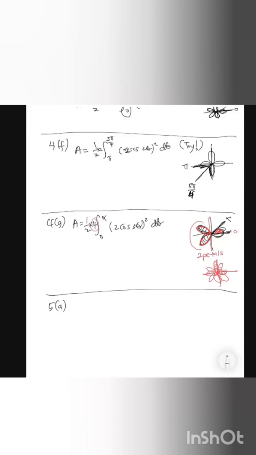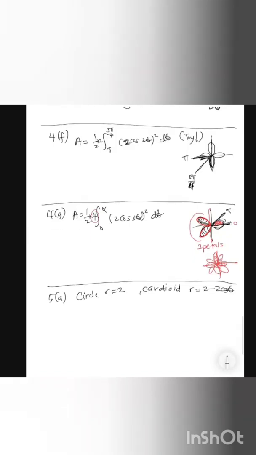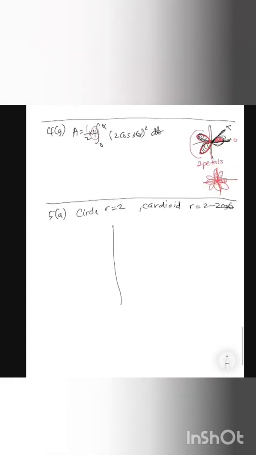Sketch the circle r equals to 2 together with the cardioid r equals to 2 minus 2 cos theta. Okay, so kita sketch dulu. This is negative cos, which is sebelah sini lah. So this must be negative 4, 2 and negative 2. Okay, but then the circle is 2. Circle 2 tu mesti dia menyentuh this one lah, because this is 2 and 2 also kan. But then it is half here, -2 and then 2. Okay, let's say you have something like this for the circle.